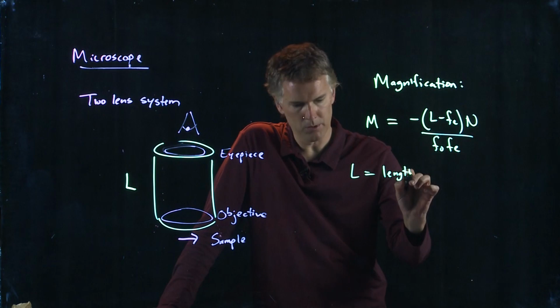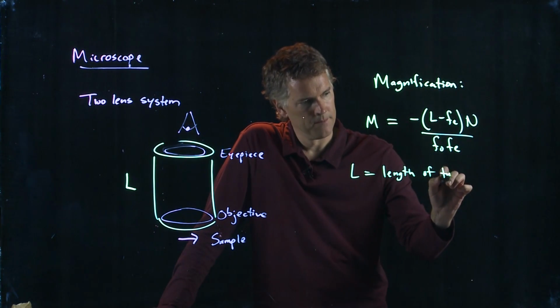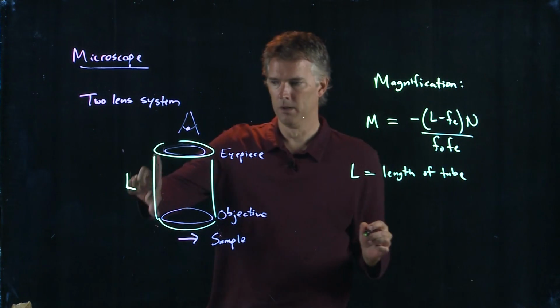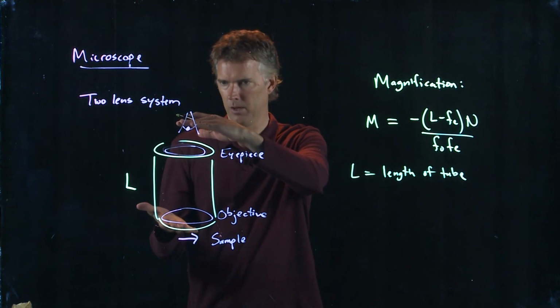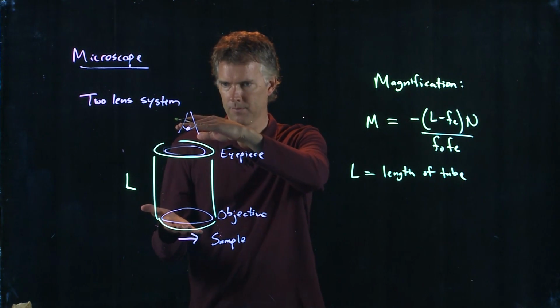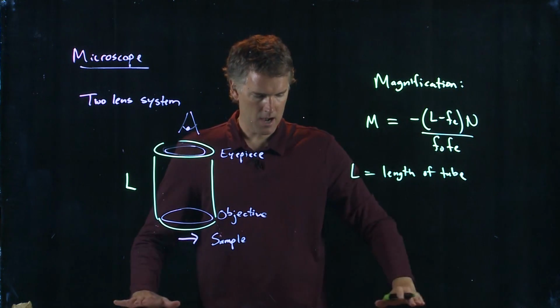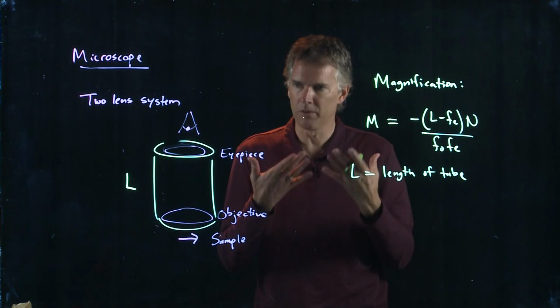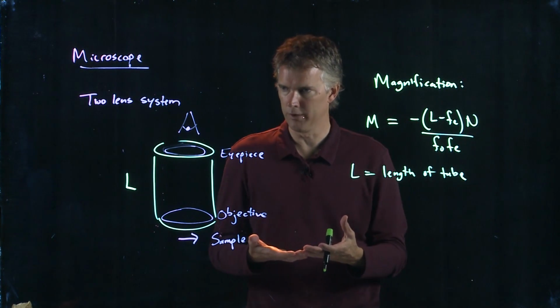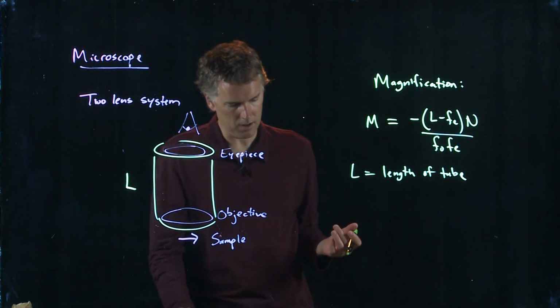L is that length that we just talked about. It's the length of this tube, okay? And that's usually about 16 centimeters for a microscope. It's purely governed by how high is the table. When you're sitting and looking down, what's a comfortable point for you to view it? That determines the length L of that tube.